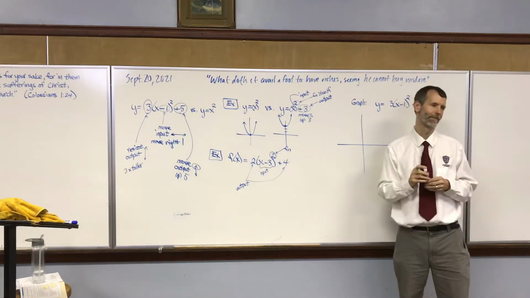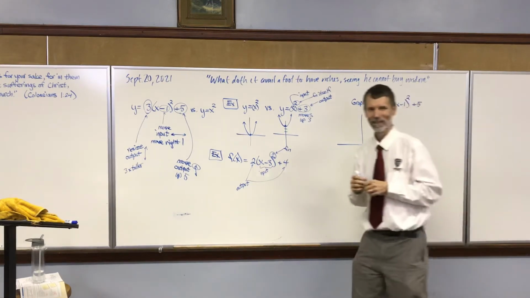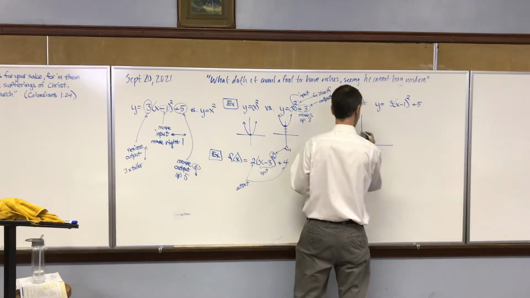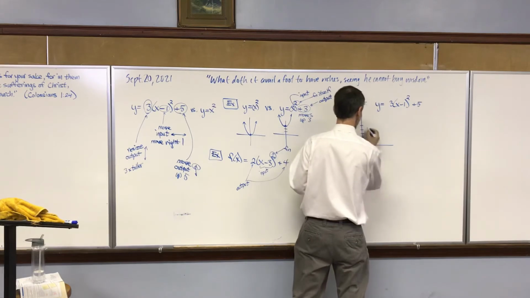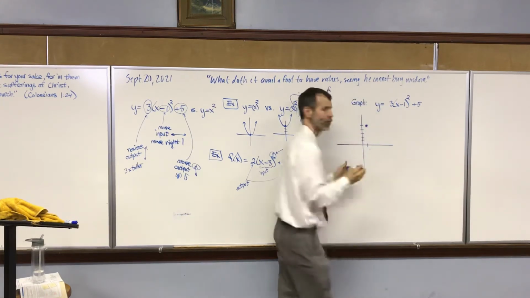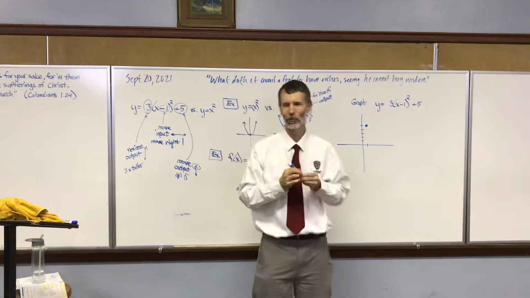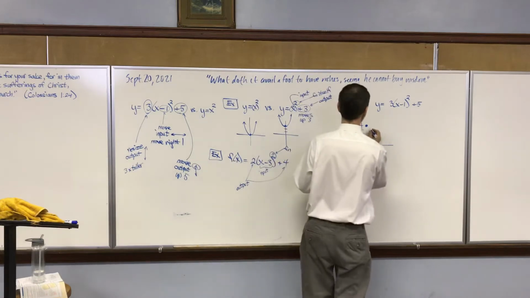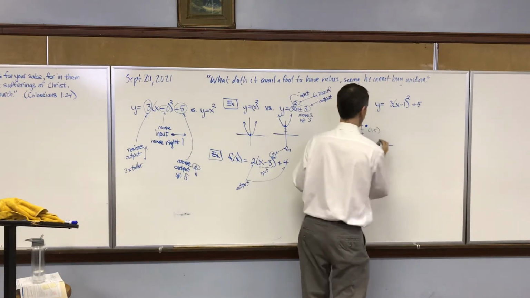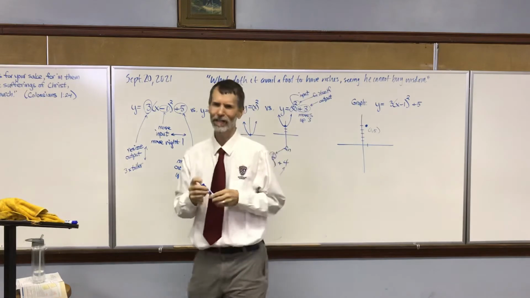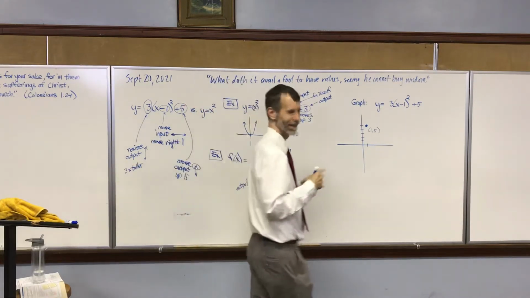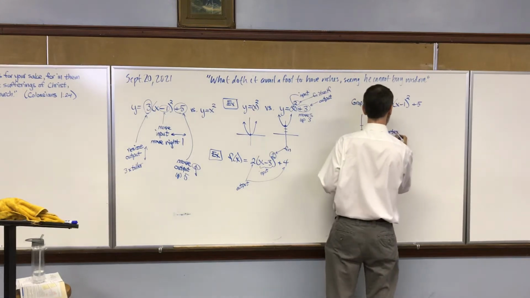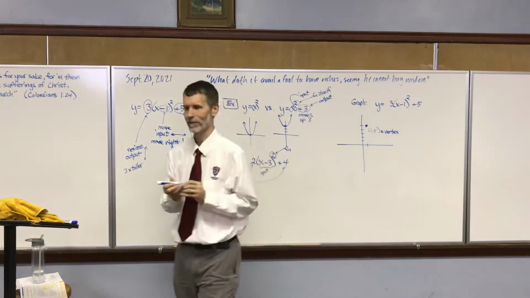Did they move it? They moved it up 5. Anywhere else? And to the right 1. You have a new starting point. The starting point is no longer 0, 0. It's 1, 5. What is that starting point called again? Yeah, the vertex. The vertex, which used to be 0, 0, in this case is 1, 5.